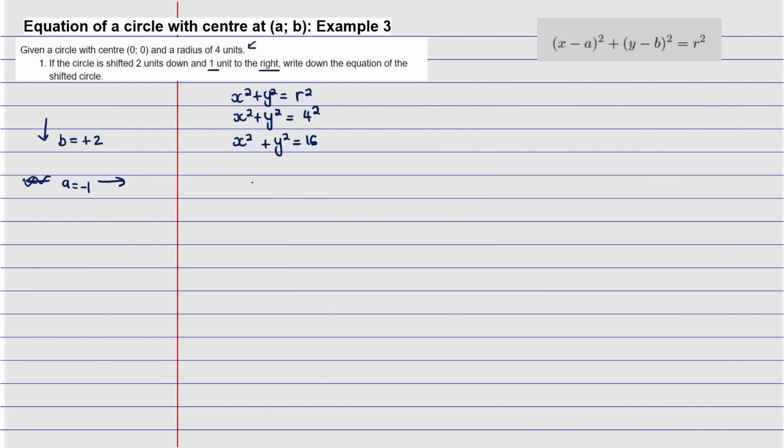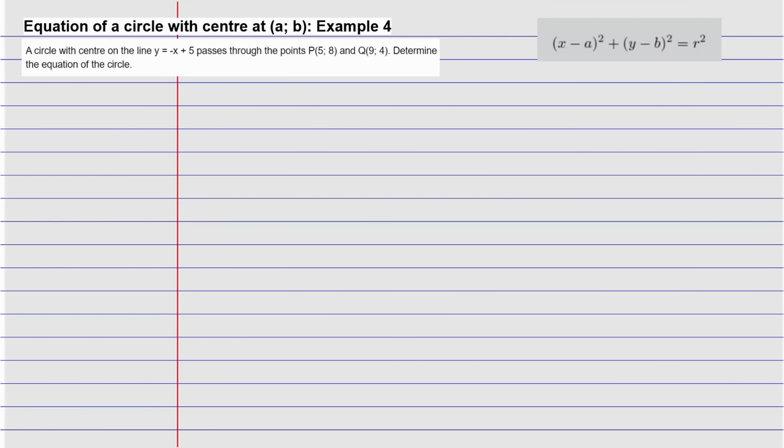This is going to be the same as x minus a all squared plus y minus b all squared is equal to r squared. Let's substitute our b and a. So this is going to be x minus 1 all squared plus y plus 2 all squared is equal to, the radius is still the same, so this is going to be 16. So this will be the new equation when it's shifted.